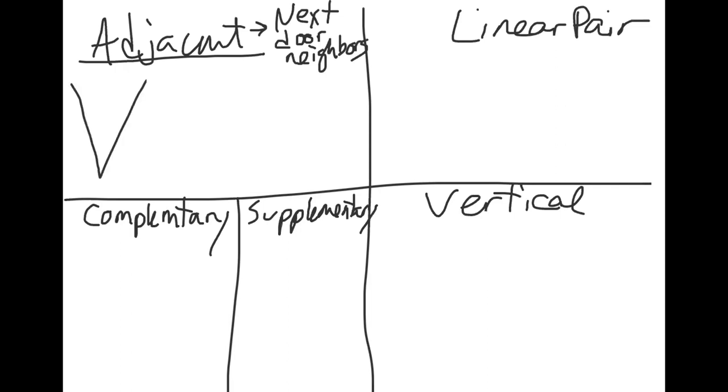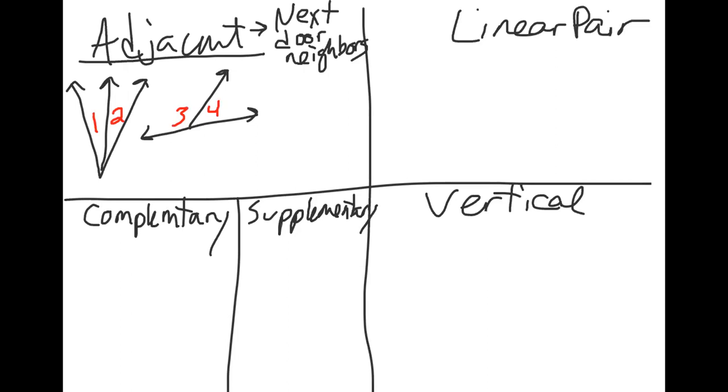It could look like this. Angles 1 and 2 right there are adjacent. They are right next to each other. It could look like this. Angles 3 and 4 are right next to each other. Those count as adjacent.